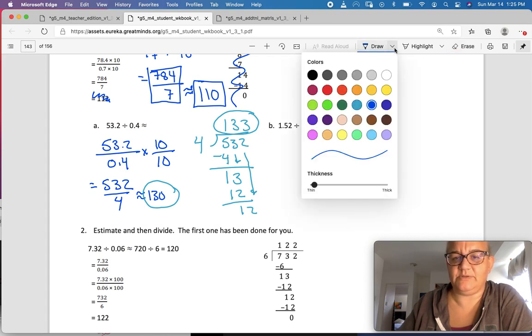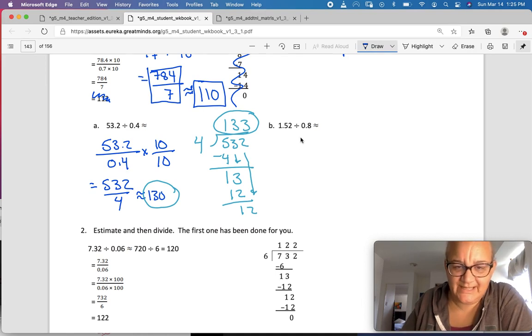I'll go back to blue. Now I'm going to do my estimate here. 1 and 52 hundredths over 8 tenths. Okay, and I'm going to multiply that.